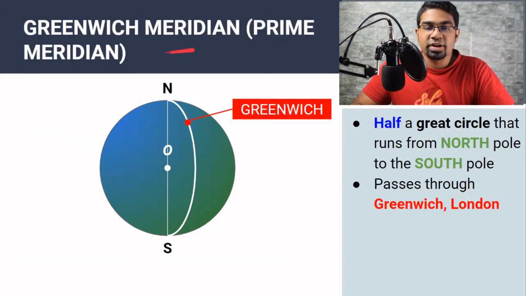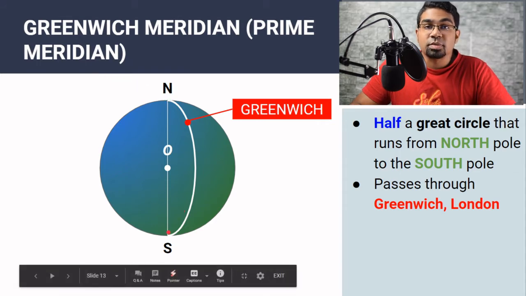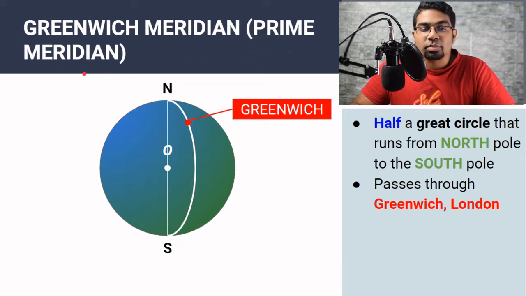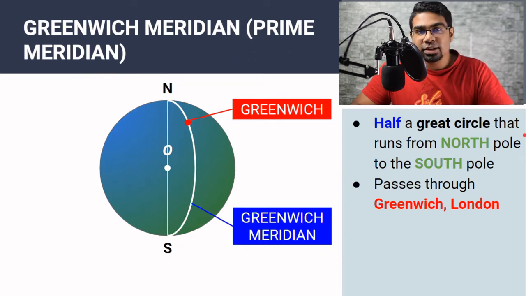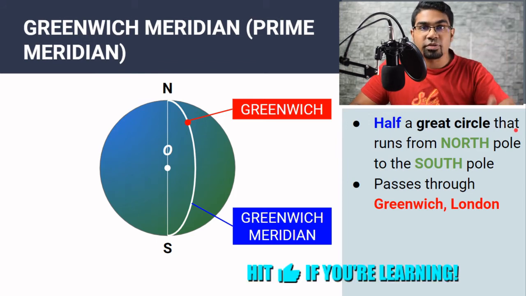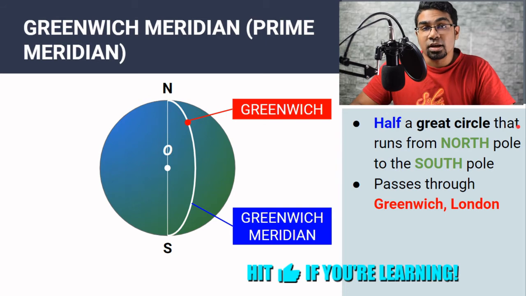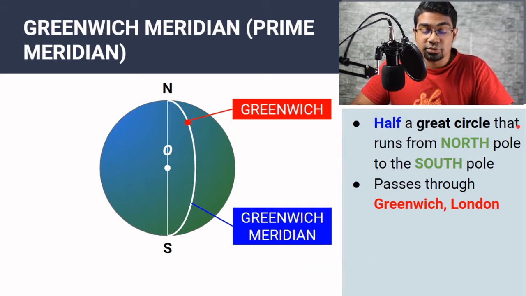The Greenwich meridian is also known as the prime meridian. It is a meridian that specifically passes through Greenwich. Greenwich is a place, a location, a town in London. So this meridian passes through Greenwich, and this is known as the Greenwich meridian or the prime meridian. And the Greenwich meridian is special because it is arbitrarily taken as our point of reference when we want to define a longitude. So let's get into longitudes.